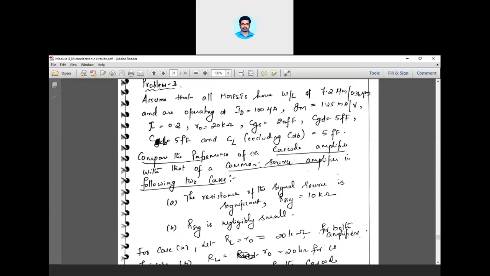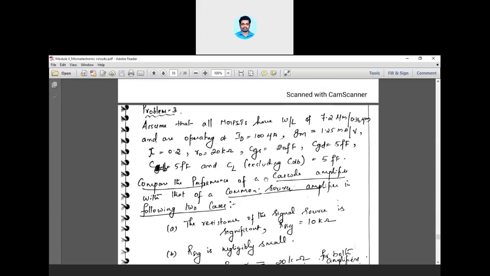So try to read that problem. This is very important. Assume that all the MOSFETs have the same W by L ratio, so all the MOSFETs have the same aspect ratio. ID is given as 100 microampere, gm is given, chi is 0.2, which means you have to take the body effect into consideration. r0 is given, CGS and all the junction capacitance values have been given. CL is also given, 5 femtofarad.